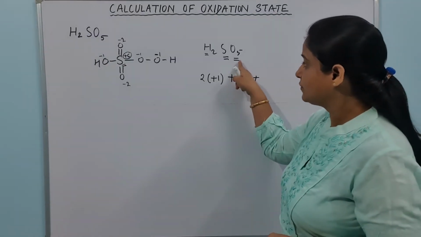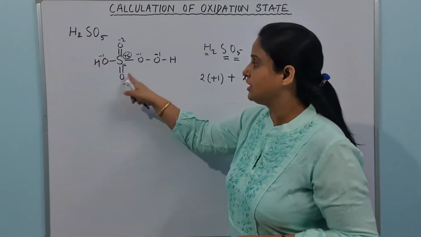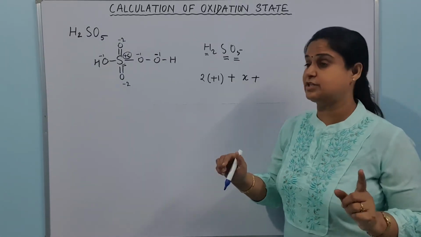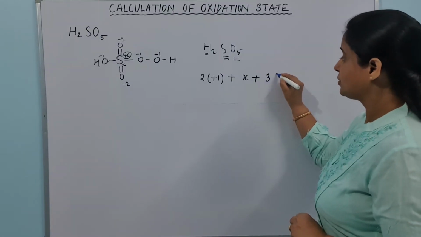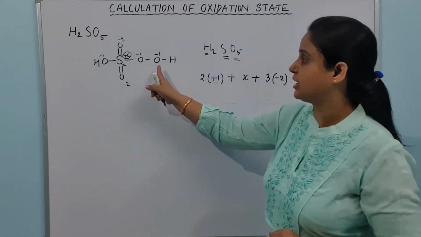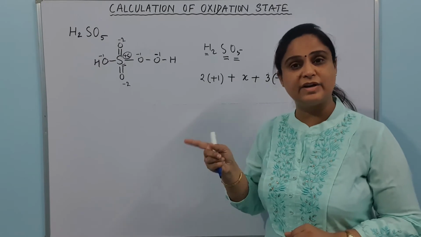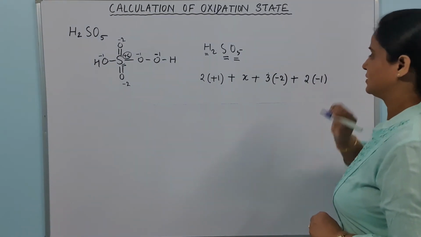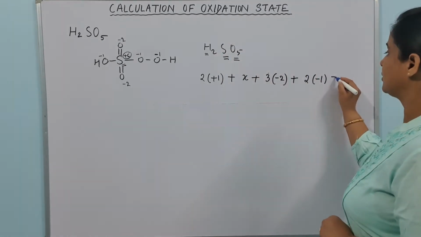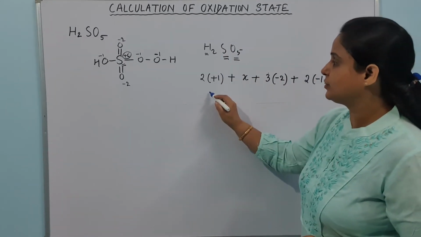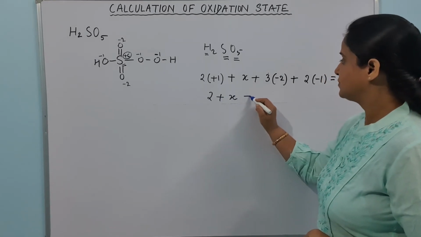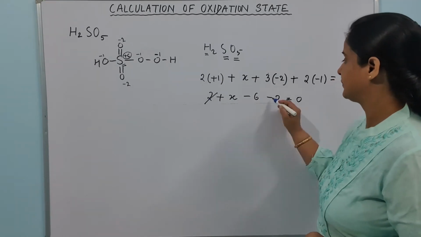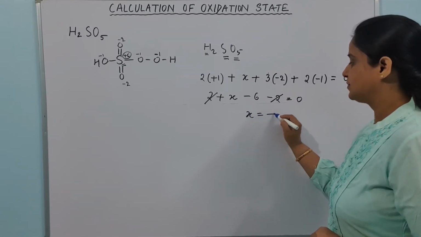How many oxygens are there? 5. Now out of these 5, 1, 2, 3, 3 oxygen are at -2 oxidation state, which is a common oxidation state. On the other side, 2 oxygen are at -1 oxidation state. So I am adding 2 oxygen at -1 oxidation state. Overall charge on this molecule will be 0. So let's find it out. 2 plus X minus 6 minus 2 equals 0. So it becomes X equals plus 6.